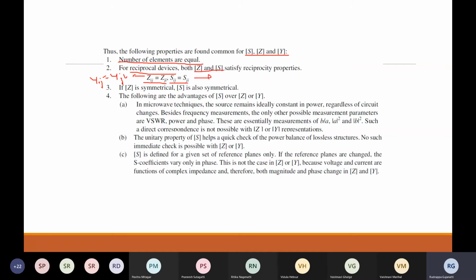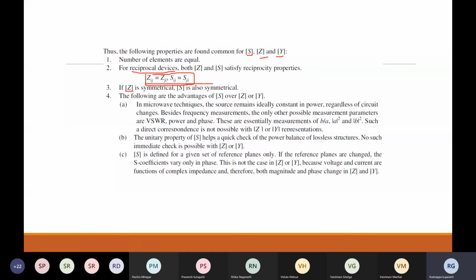In other forms, what it specifies is, if I multiply a transpose with its complex conjugate, I should have an identity matrix or a unit matrix. So that is what it implies. If the network is reciprocal, then it satisfies the condition for all these three, that is for S, Z, and Y. That is Zij is equal to Zji. Similarly for S matrices it will be Sij equal to Sji, and even the Y matrix will satisfy the same condition.